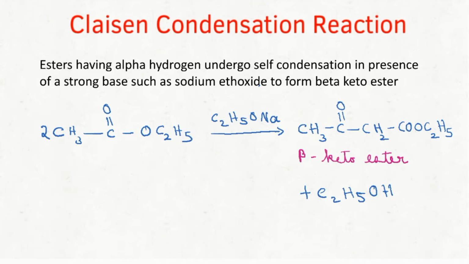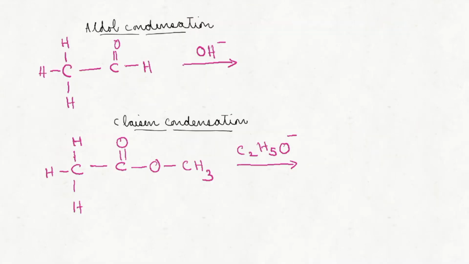So what is this Claisen condensation reaction? See this one. This is an ester which has alpha hydrogen. In the presence of a strong base such as sodium ethoxide, this ester molecule will undergo a condensation reaction resulting in the formation of a beta keto ester. This is the alpha position and this is the beta position. At the beta position, you will be getting a keto group, right? And this reaction is the Claisen condensation reaction. Got it?